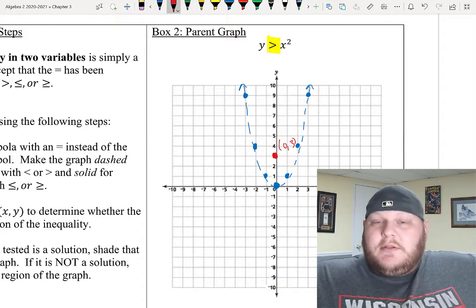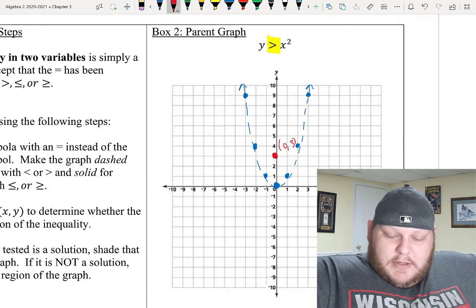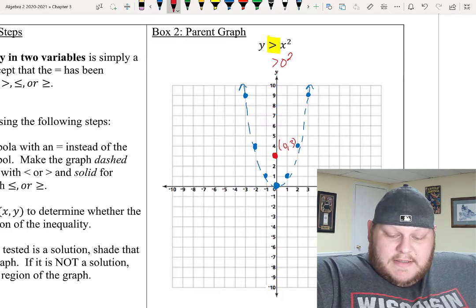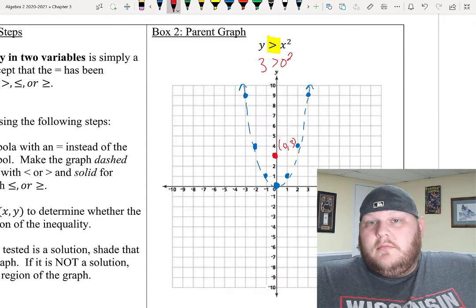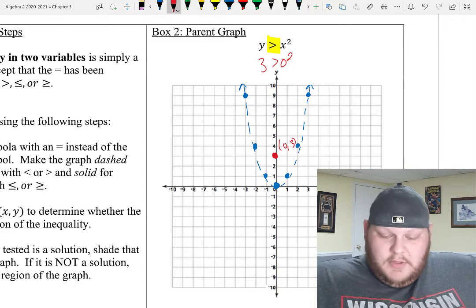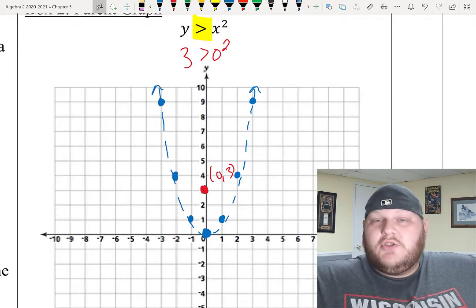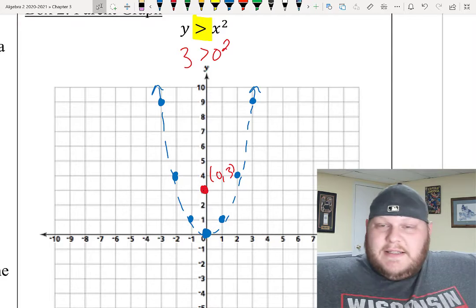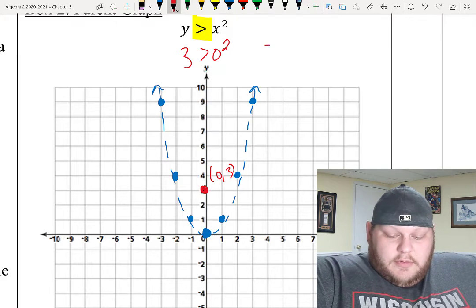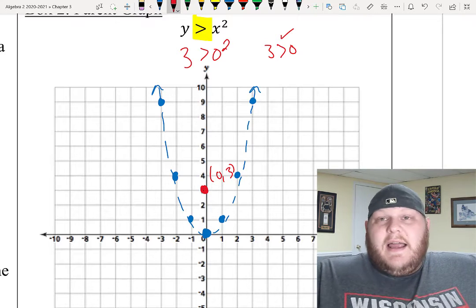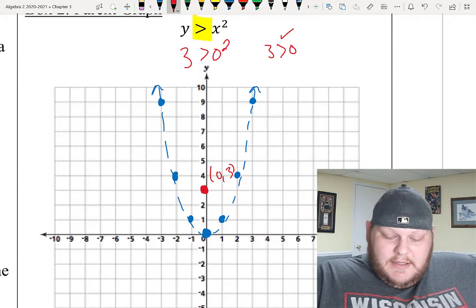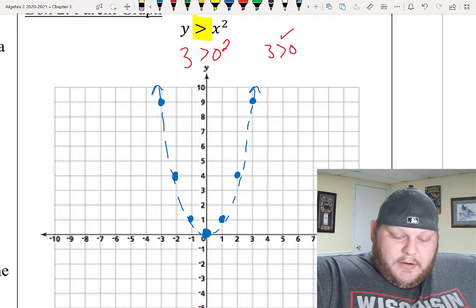If I plugged it into my equation, that would give me 0 is my x value. 0 squared is supposed to be less than 3. Right? My x was 0, my y was 3. If this inequality right here is true, then that point should be in the shaded part of my graph. 0 squared is 0. 3 is greater than 0, so that's true. So this side that has my test point on it should be the shaded part of my graph.